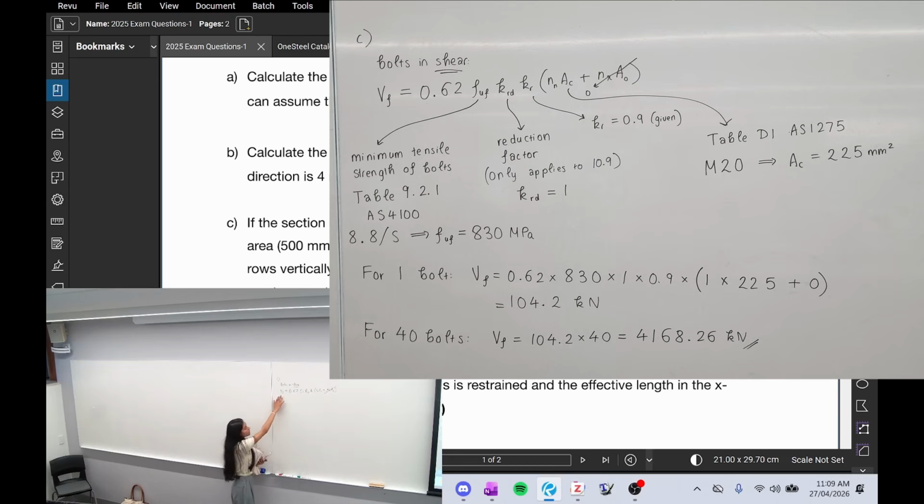And again, just be careful which formula you're using, because there is a separate formula for bolts in tension. This one is for bolts in shear, which has been given to us in the question. So we want to use this one. Okay. f subscript uf is the minimum tensile strength of the bolts.